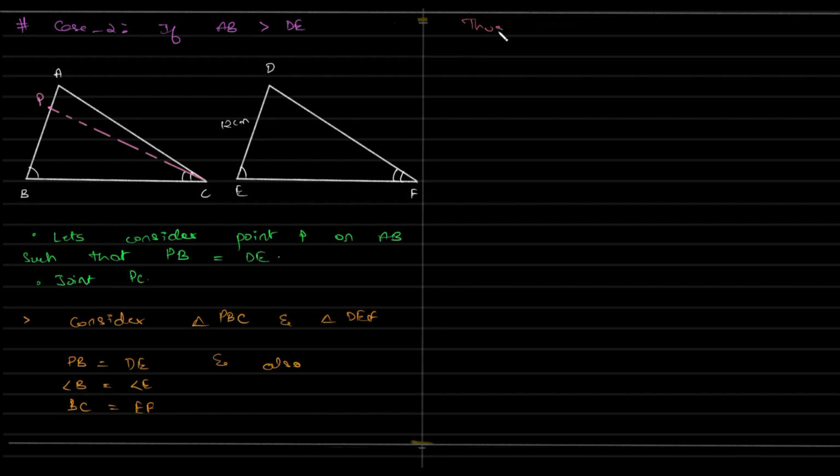Thus by SAS congruency, triangle PBC is congruent to triangle DEF. Okay, so we just proved that this particular triangle is congruent to this particular triangle. So what can I tell about angle BCP? Well, this angle should be equal to angle EFD, this angle. So those triangles are equal. How? By CPCT.